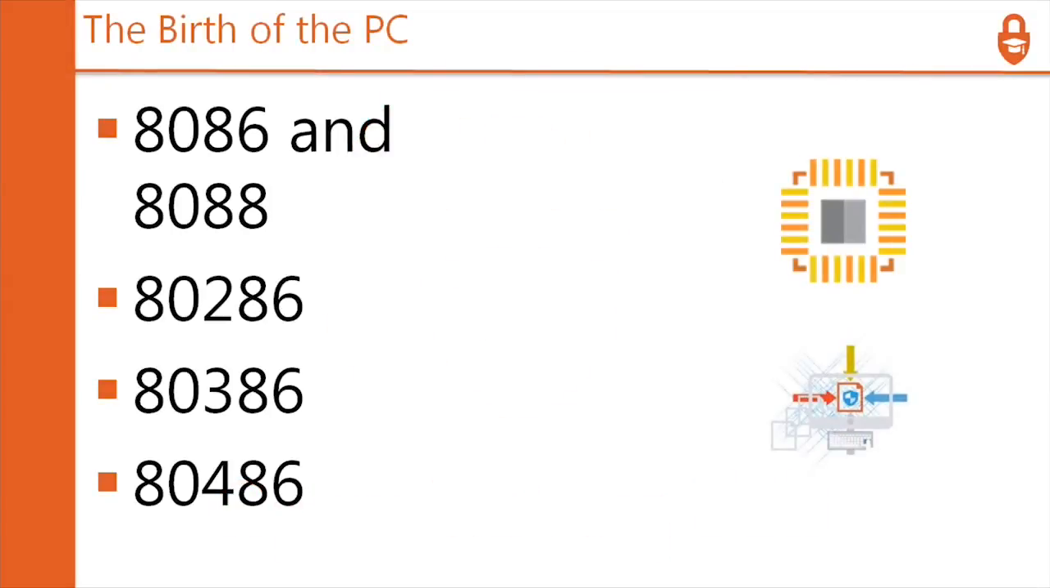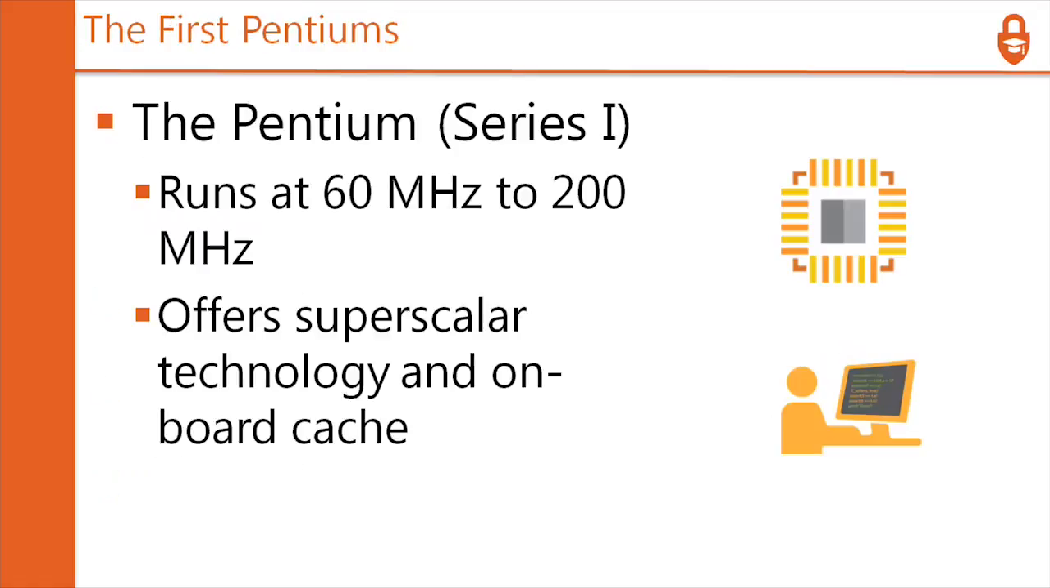So the birth of the PC as we know it today is the 8086 and the 8088 computers, which were the early ones. Then we had the 286, the 386, and the 486. Today we're pretty much using the 686 and 786 computers. That's where we're at today.